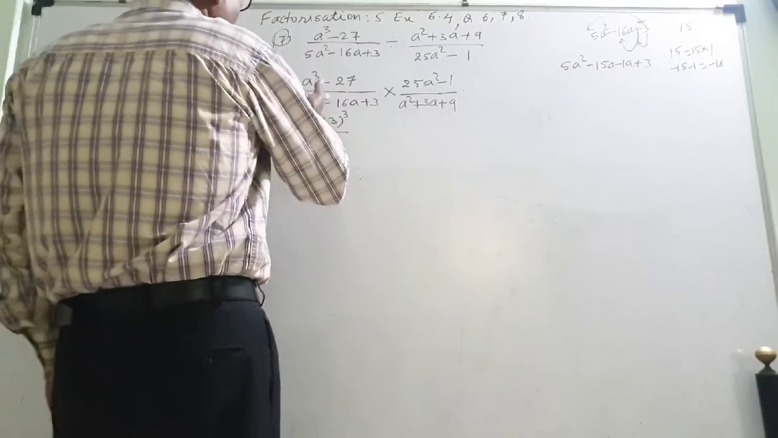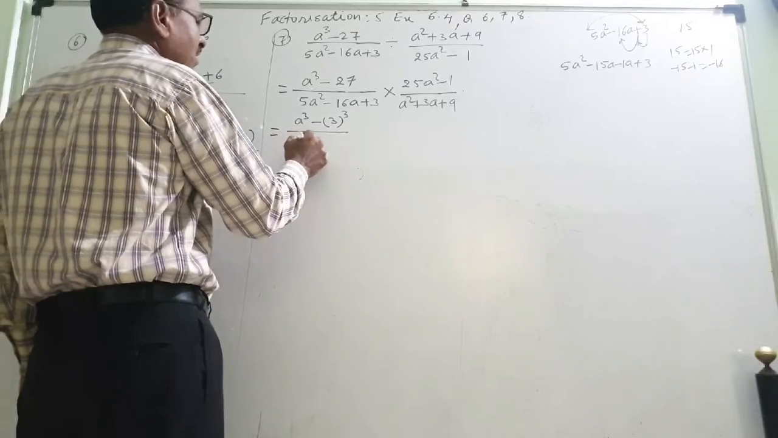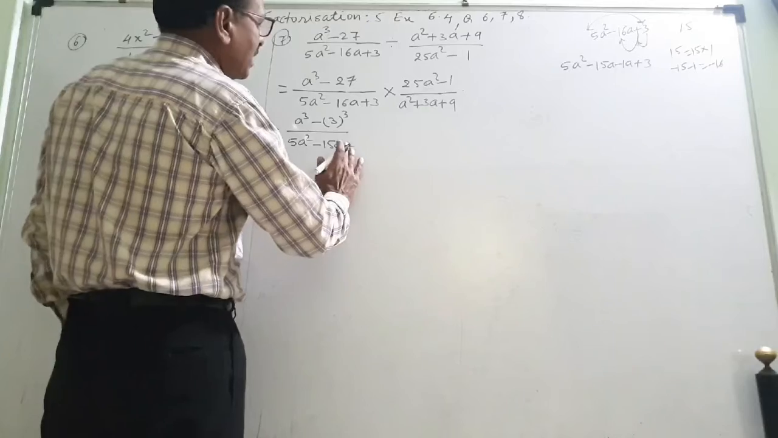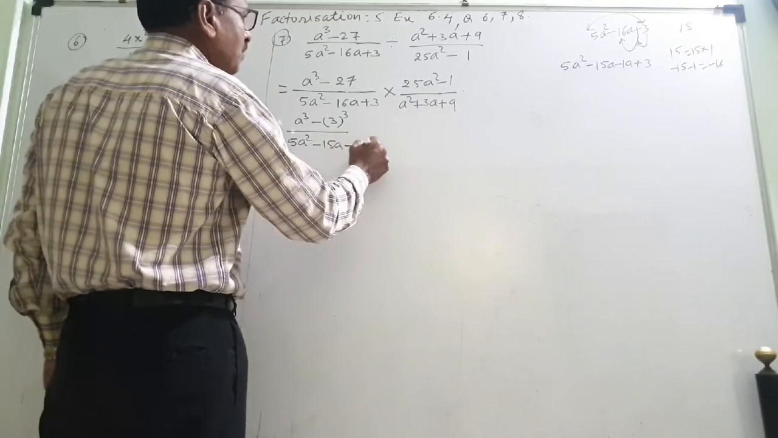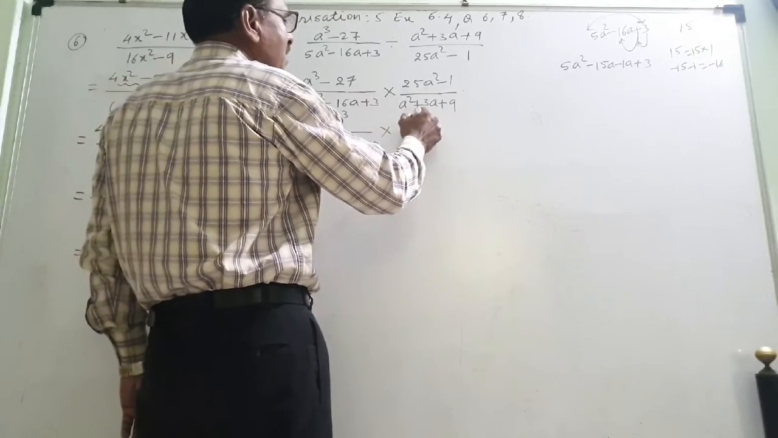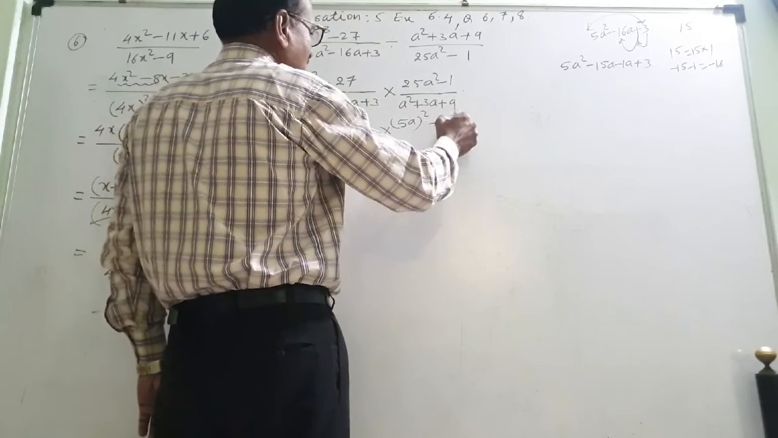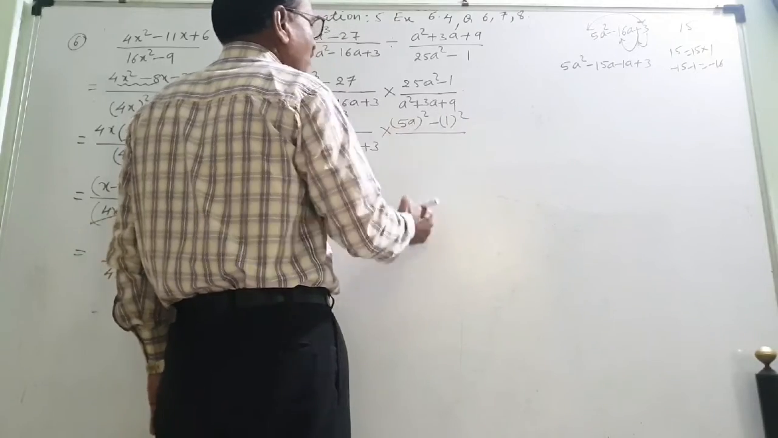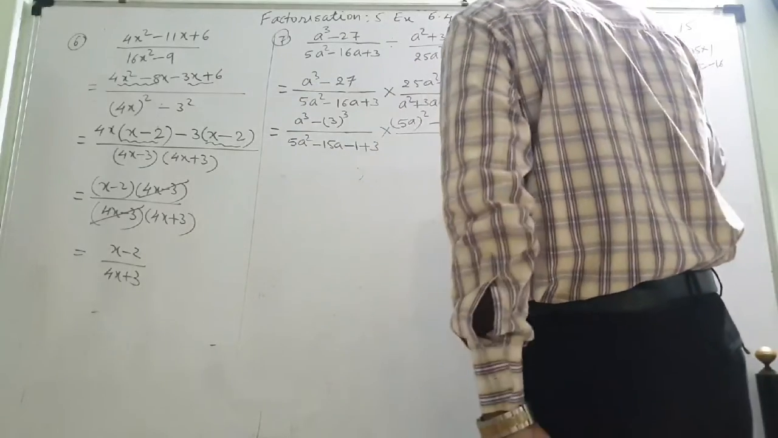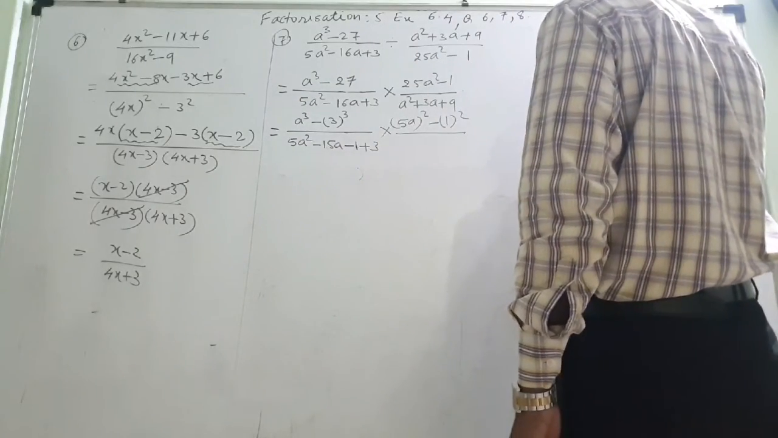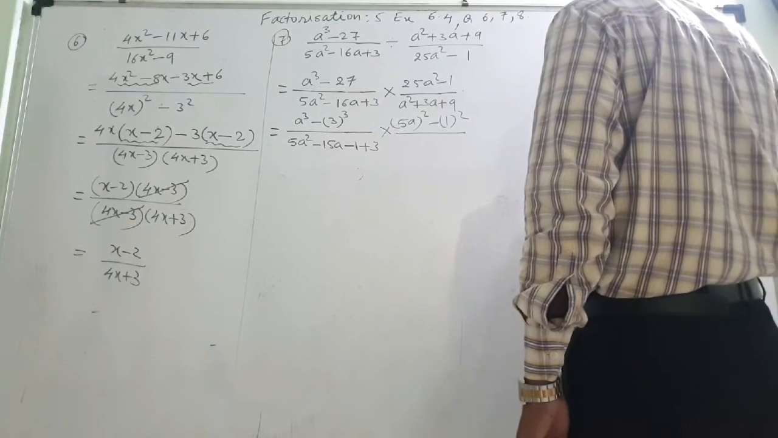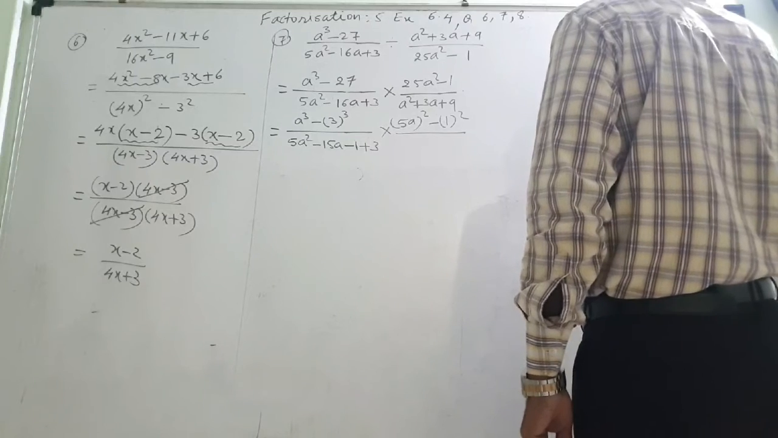The same thing I am going to do here: 5a square minus 15a minus 1a plus 3 into 5a bracket square minus 1 square upon. For this also find the factors of 9 such that the addition is... let us check, it is not possible but we will see. A square plus 3a plus 9. Find the factors of 9 such that the addition is 3. It is not possible at all. 9 factors are 9 into 1.